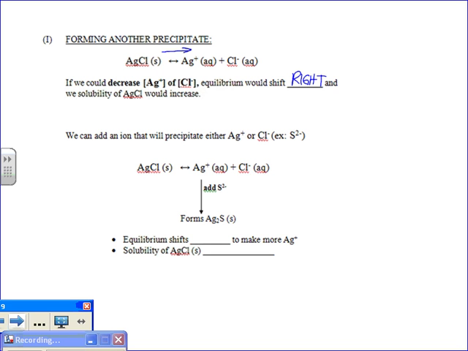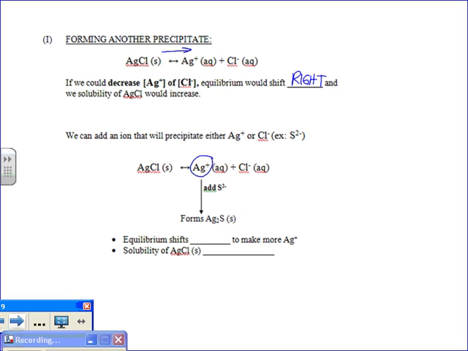How could we do that? Well, let's consider one of our ions. Let's start maybe with silver plus. So let's think about it. What could I add? I use my solubility table, or my solubility of common compounds, the table I have in my data booklet, and I look for some ion that's going to form a precipitate with silver. And I see that a good choice might be some S2 minus, some sulfide ion. That would form a precipitate.